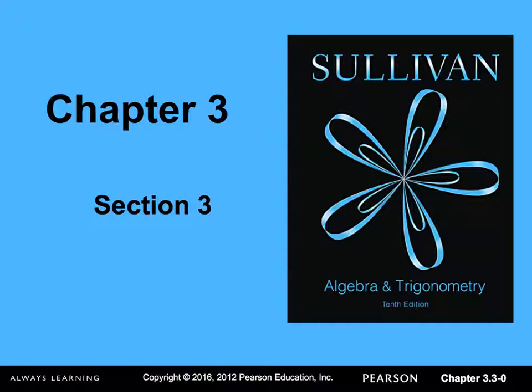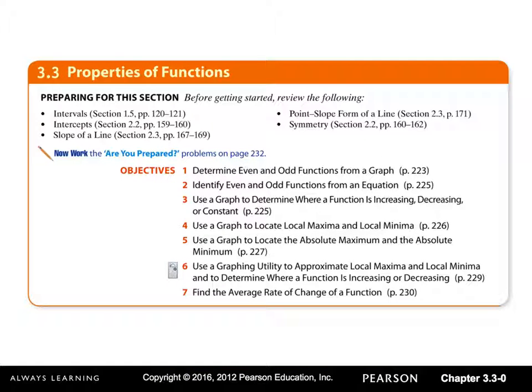what they represent. So our goals here in lesson 3.3 are to be able to determine if a function is even or odd by looking at its graph, to be able to determine if a function is even or odd by using its equation, to identify where a function is increasing, where a function is decreasing, and where it is constant, to find the local maxima and minima, as well as the absolute maxima and minima, and then also to determine the average rate of change of a particular function.